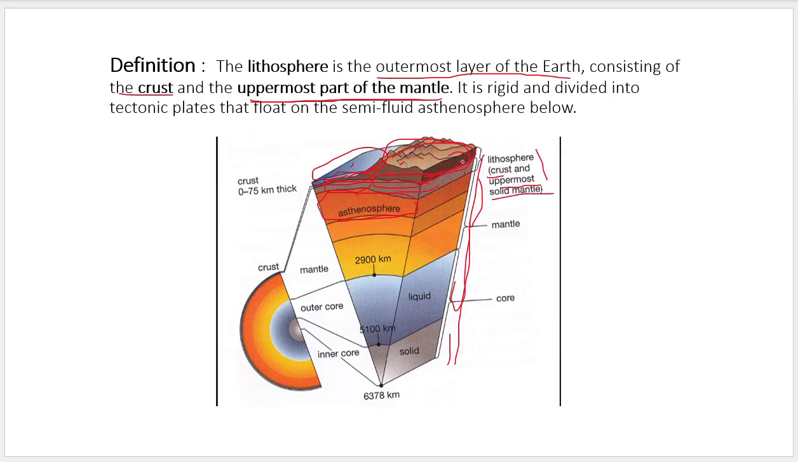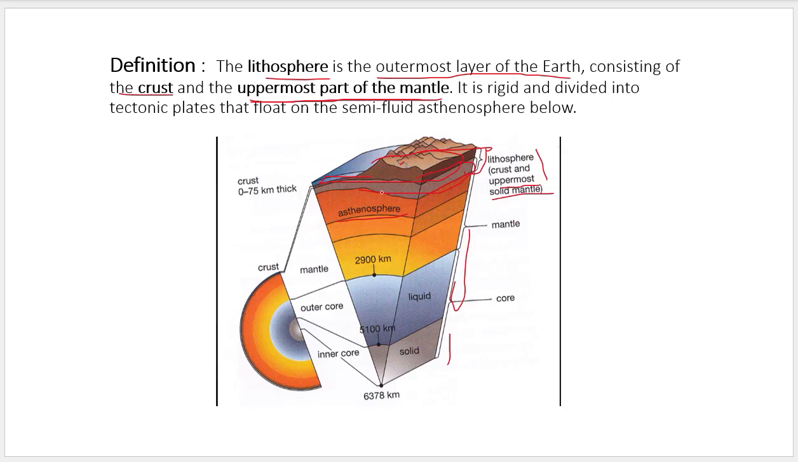This lithosphere is this. This is crust. Wait, I'll remove some of this mark. Yeah. So this is earth crust, and this is the uppermost portion of the mantle. These two together form the lithosphere.